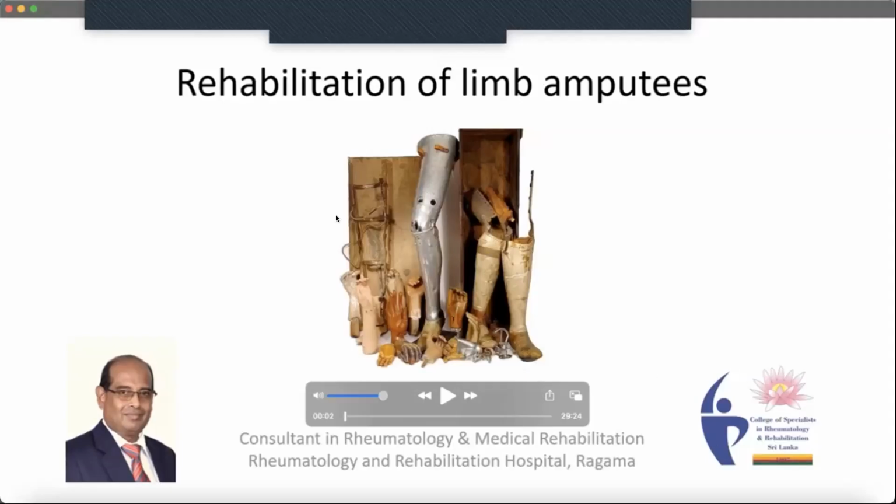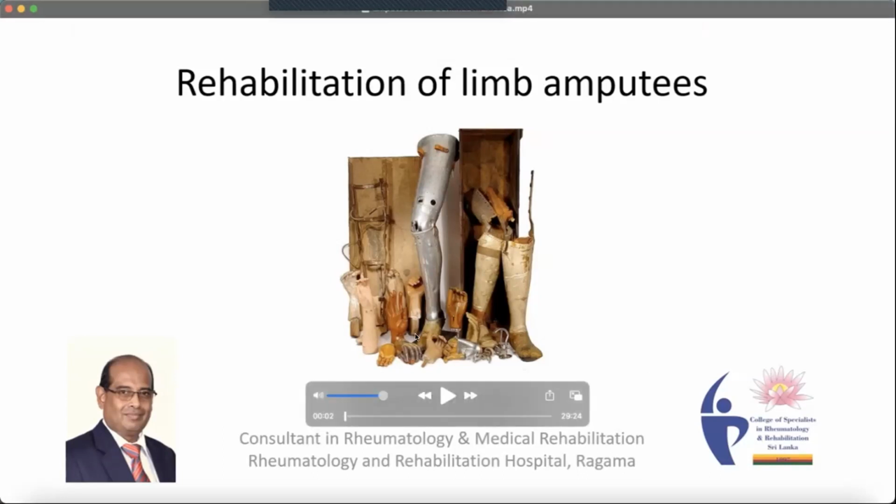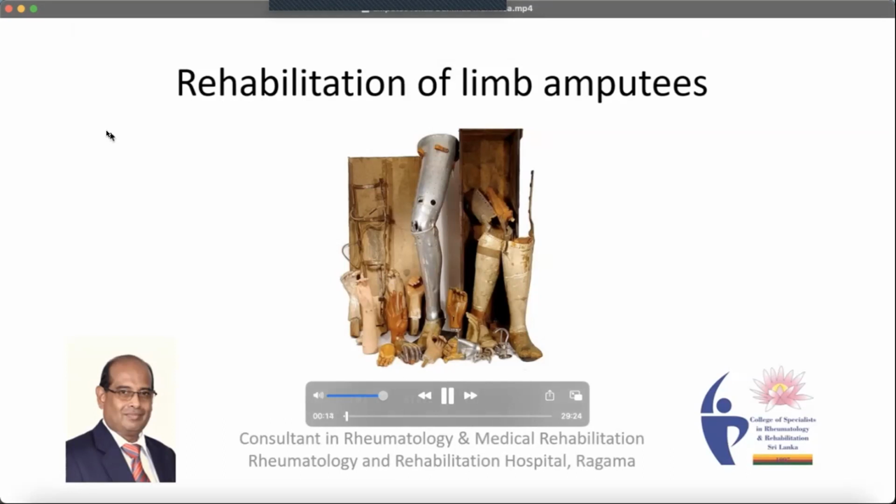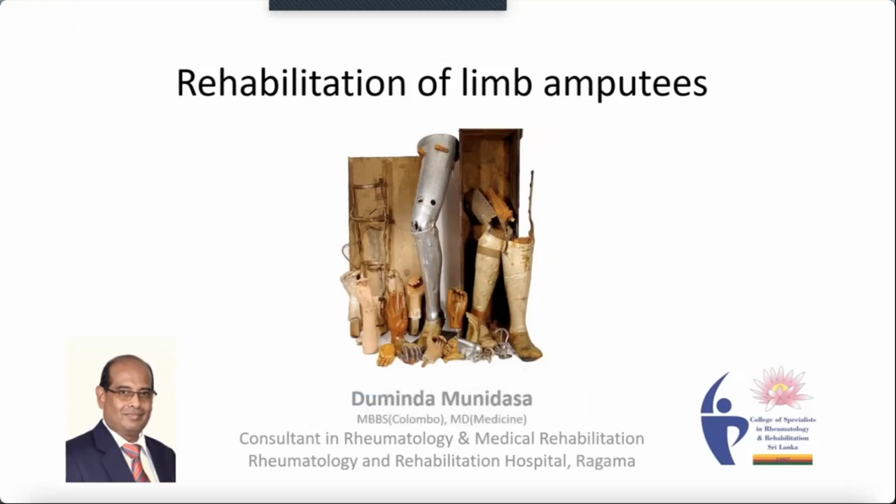Now our second speaker is Dr. Duminda Munidasa. No need of introduction. Dr. Duminda Munidasa, consultant rheumatologist at the Rheumatology and Rehabilitation Hospital, Ragama, will be speaking on rehabilitation of limb amputees. Over to you, Duminda. Thank you, Madam President, for the introduction and this opportunity given to me to speak about a service done by our team at the Rheumatology and Rehabilitation Hospital, Ragama, for the rehabilitation of limb amputees.